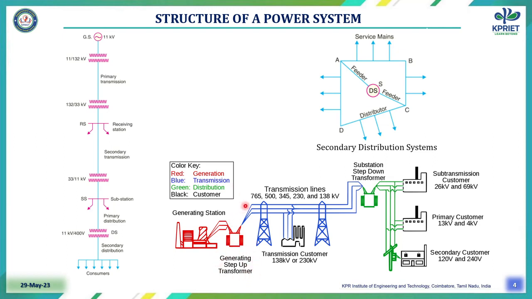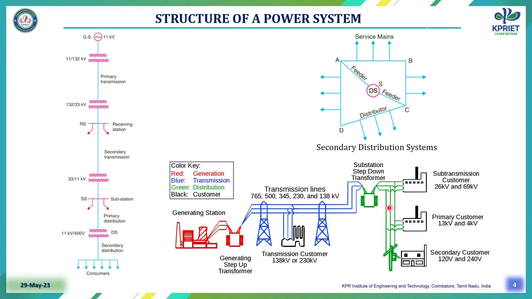Then that power will be transmitted through various levels of voltage. It depends upon the rating of the power. The voltage rating will also be decided based on the distance traveled. Then the substation will be provided to step down the voltage, and that will be distributed to the primary and secondary consumers.